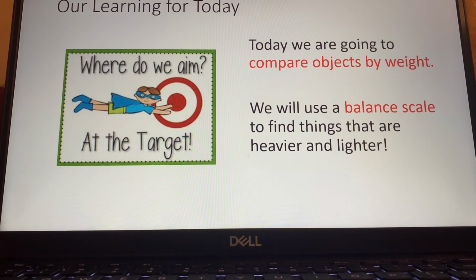The learning target in this lesson is to compare objects by weight. And you do that using a balance scale because you want to know what things are heavier and what things are lighter. And balance scales are a tool that help us figure that out.